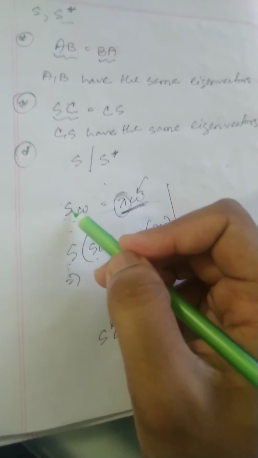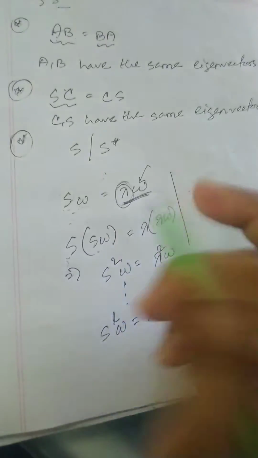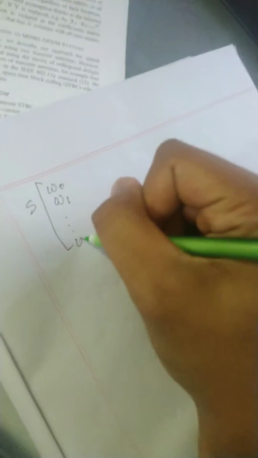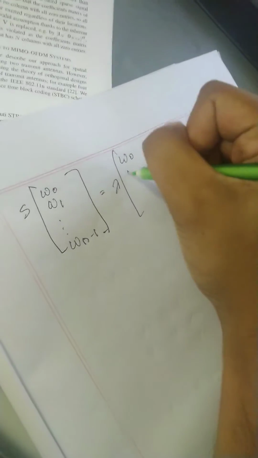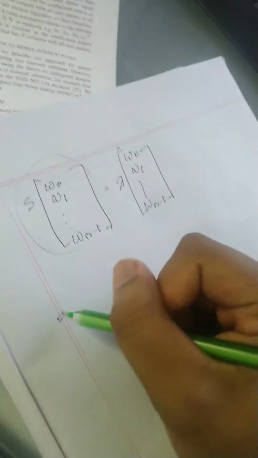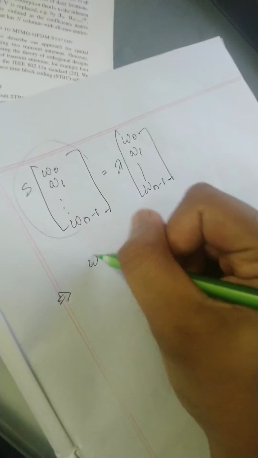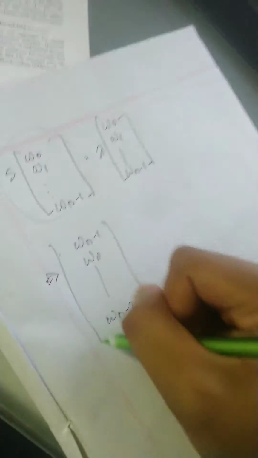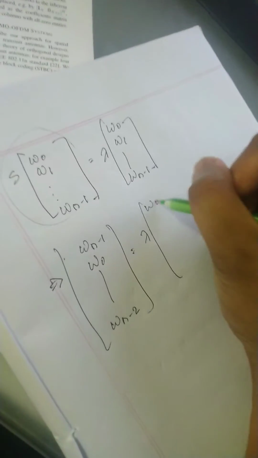Again, we have to remember what S was doing. S was circularly right shifting the vector W. So if we write W this way, W0, W1, ..., Wn minus 1, let's say W is an n-element vector, and we have lambda W0, lambda W1. This is just right shifting.